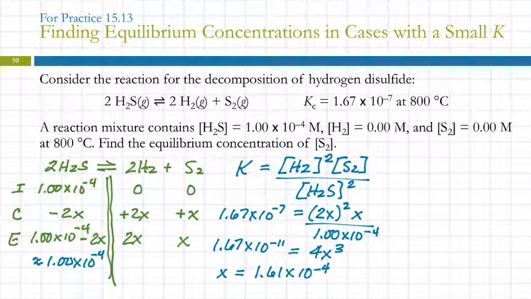Let's see. So we've got that 1.67 times 10 to the minus 11. I'm going to divide that by 4. Okay, cool. Yeah, it could easily have been me. Okay, so that's our x. How do we check if our assumption is okay? We compare it to what we were subtracting it from.